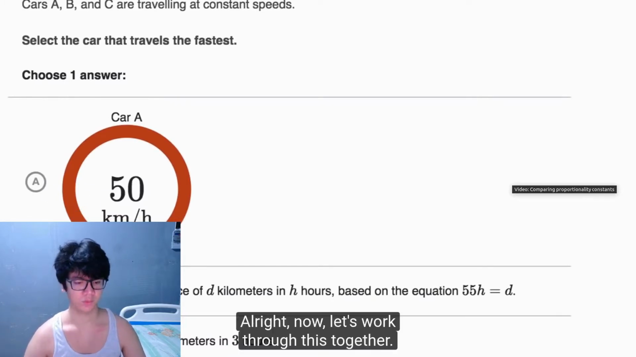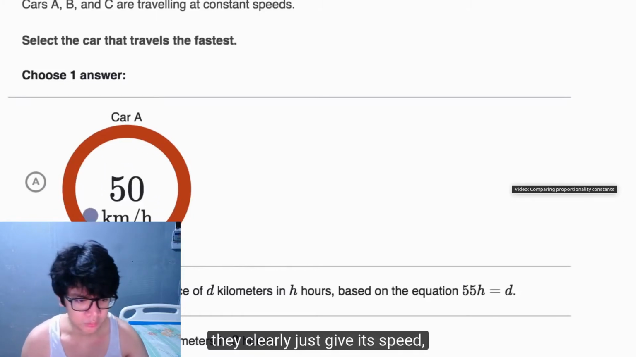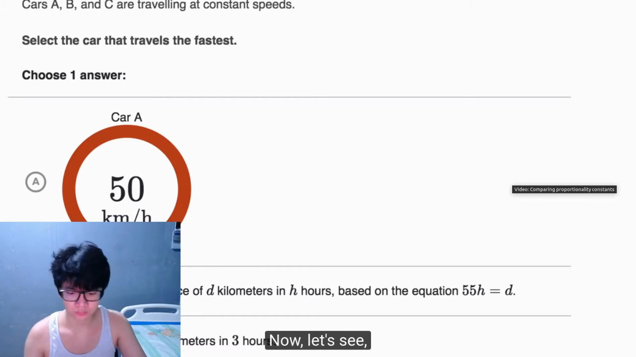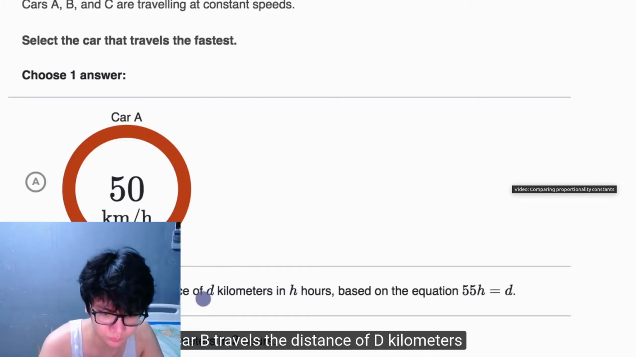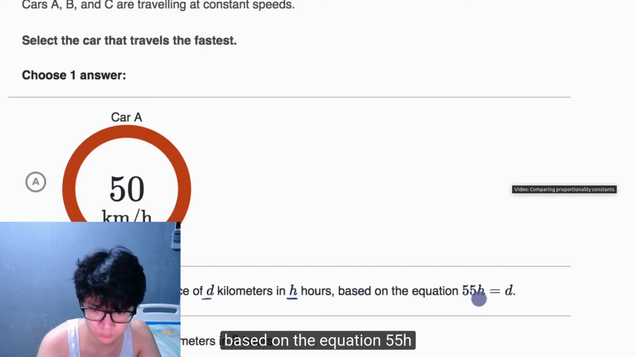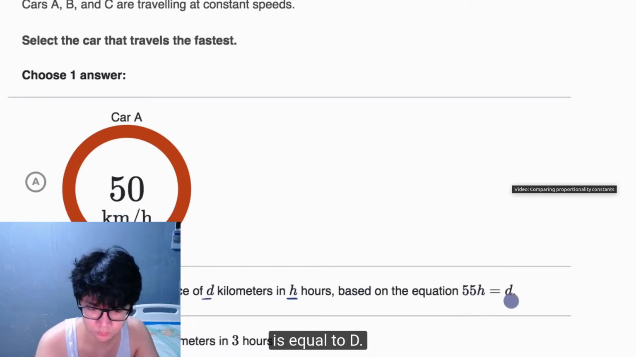All right, now let's work through this together. Car A, they clearly just give its speed. It's 50 kilometers per hour. Now let's see, car B travels the distance of d kilometers in h hours. Based on the equation, 55h is equal to d.